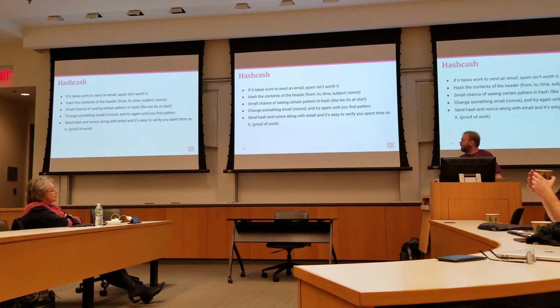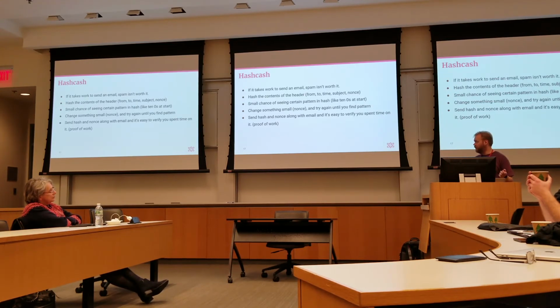You take the contents of the header from the two, subject and a nonce, which again, we just start with 0. We're explaining a nonce right now. So you take the contents of this header, hash them up, and anytime you hash something, the output is seemingly random. It's not actually random, it's deterministic, but it appears to be random. So there's some very small probability that you're going to see any random pattern, like say 10 zeros at the start. We can just agree that that's the pattern we're looking for.